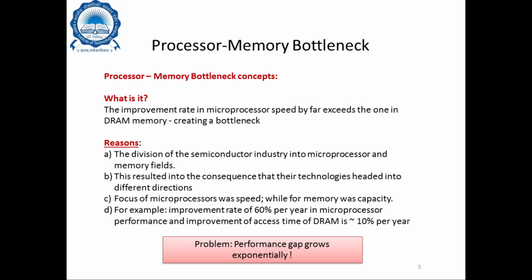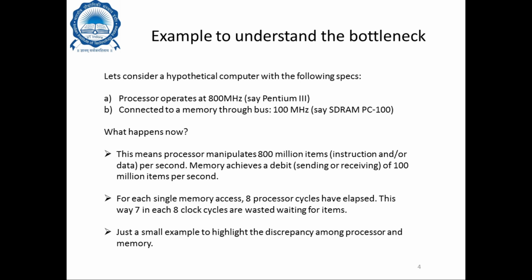So this is basically the memory processor bottleneck that I am referring to here. Let me also take a hypothetical example. For example, we want to design a hypothetical computer with the following specs. Let's say the processor operates at 800 megahertz. I'm just taking a rough example of Pentium 3, and let's say it is connected to a memory through a bus which is 100 megahertz. Let's say it's SDRAM PC100, which is the name of the bus.